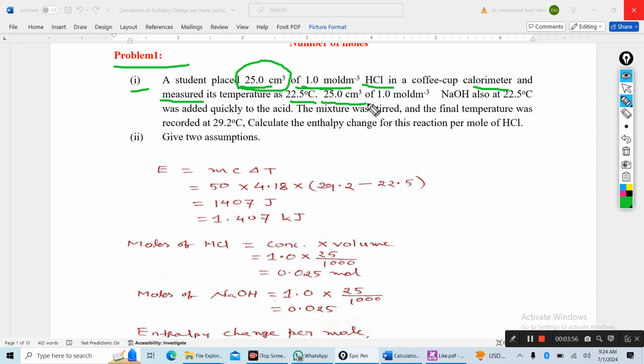Then 25 centimeter cube of 1 mole per dm cube sodium hydroxide also at same temperature was added quickly to the acid. Sodium hydroxide is added into the acid. The mixture was stirred and the final temperature was recorded as 29.2 degrees centigrade. Temperature increases. So this reaction will be exothermic reaction. Calculate the enthalpy change for this reaction per mole of hydrochloric acid. And number 2, give two assumptions.